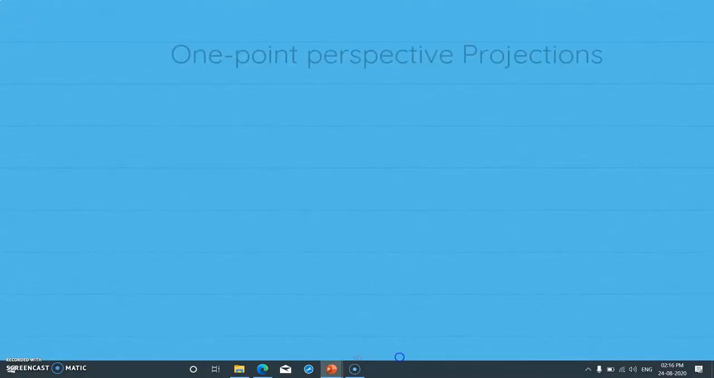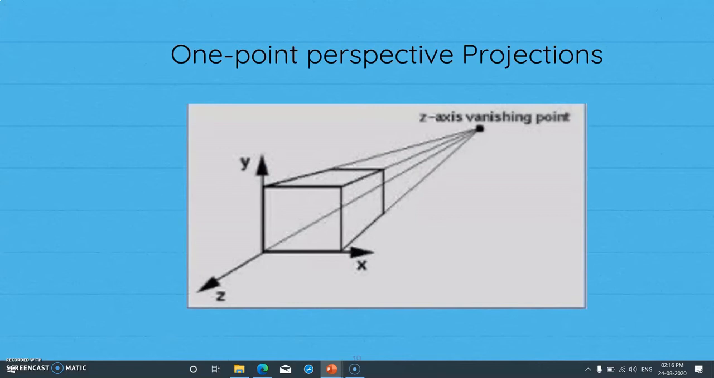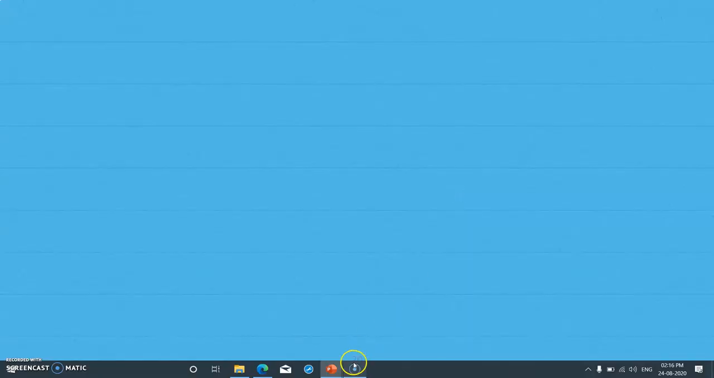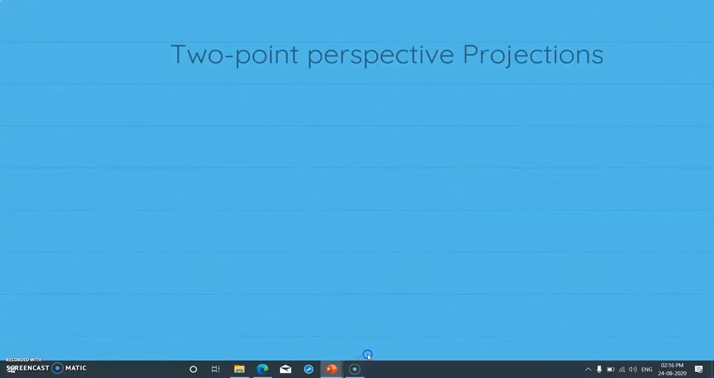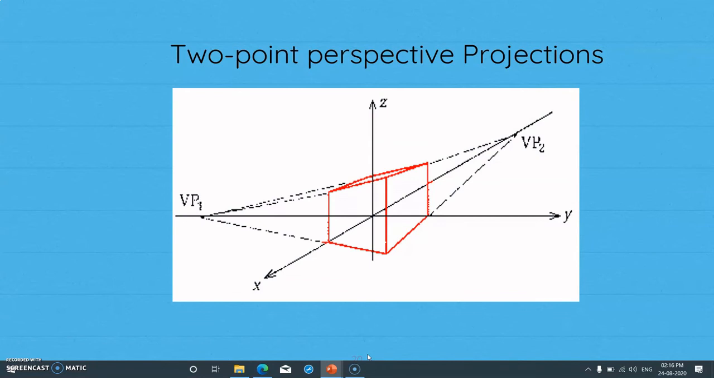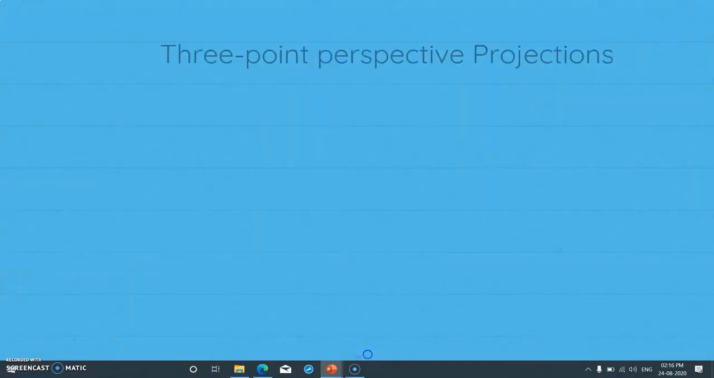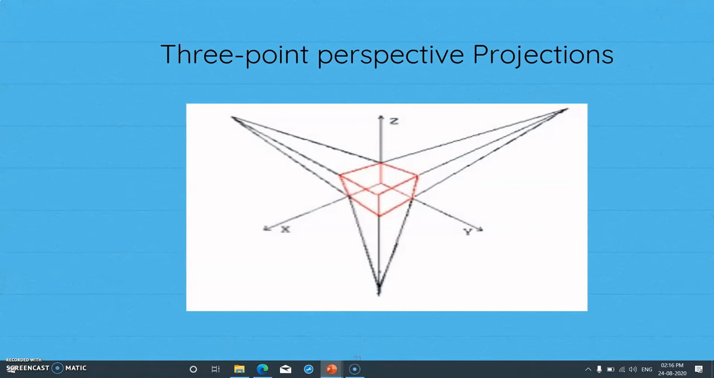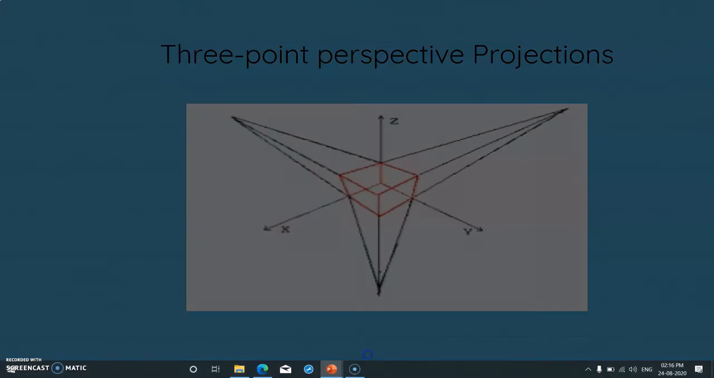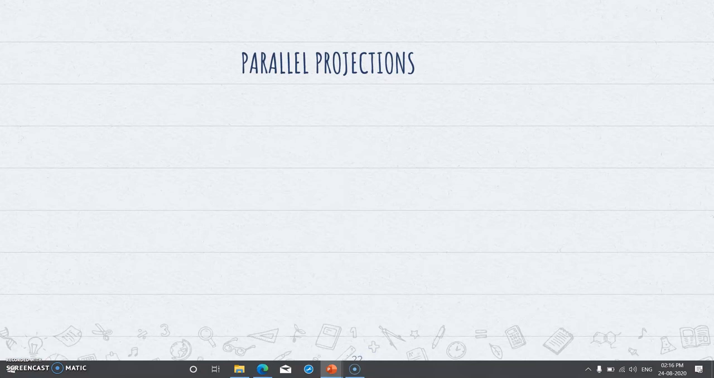Let's see each one of the figures. So this is 1 point perspective projection. We have only one vanishing point, that is at the Z axis. Then we have 2 point perspective projection. See, we have 2 vanishing points, VP1 and VP2, one at the X axis and the other at the Y axis. Then we have 3 point perspective projection where we have 3 vanishing points. Is that clear? Now we'll move on to the next category, that is parallel projection.